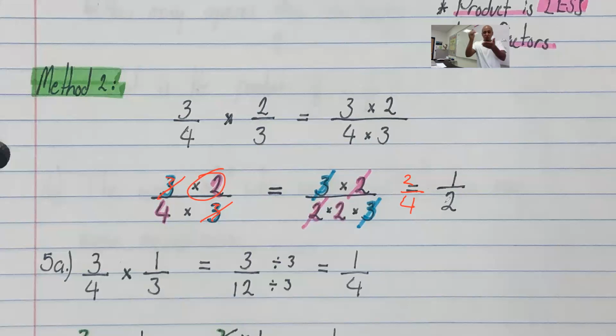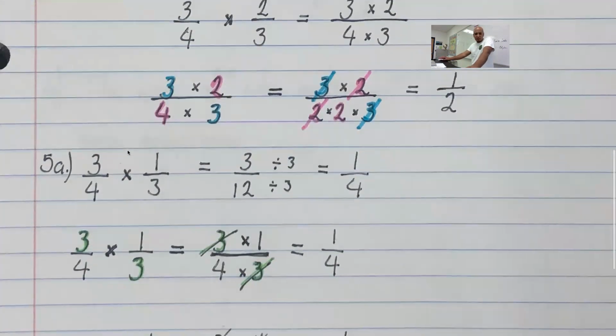Even by crossing out just one number, it makes the multiplication problem so much simpler. So you don't have to go all the way, but obviously, if you cross out all the common factors, that's going to leave you with the simplest form. Okay, and that's method number 2. Let's try another example just to see both of these.